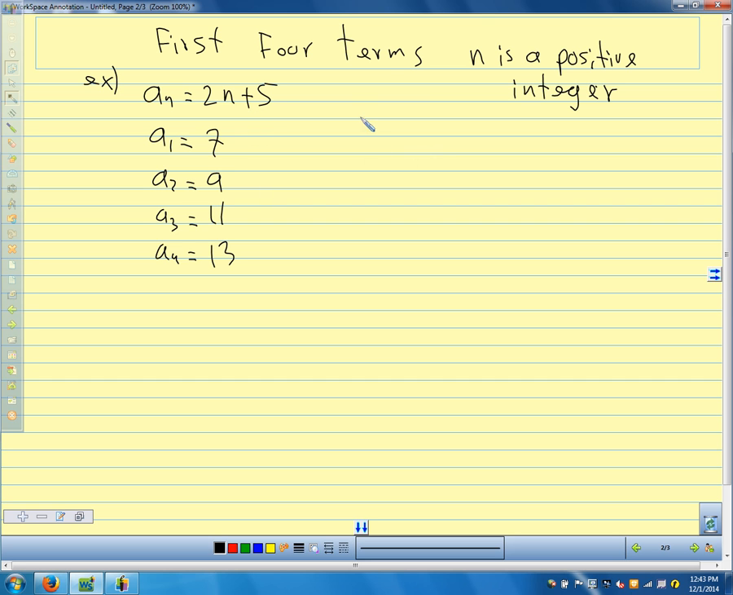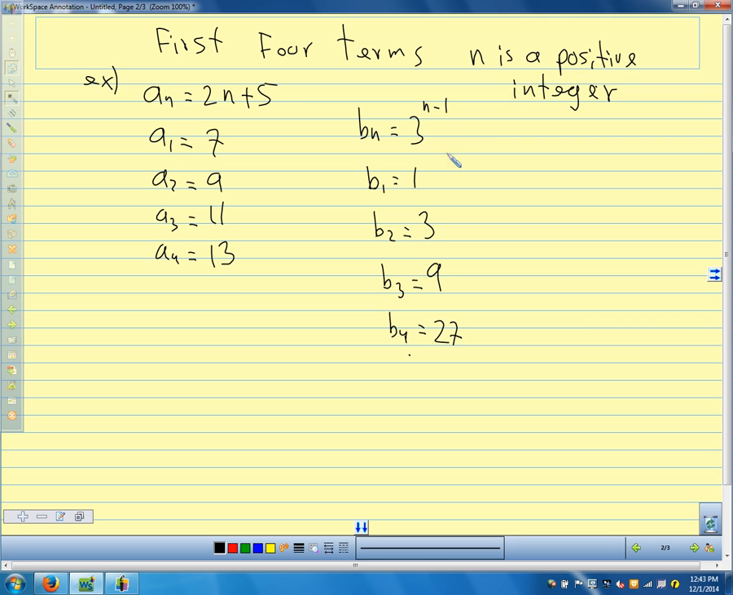Let's look at another one. Let's say b sub n is 3 to the n minus 1. So b sub 1 is what? 3 to the 1 minus 1, 3 to the 0, 1. B sub 2, 3 to the 2 minus 1, 3. B sub 3, 9. 3 minus 1 is 2, 3 squared is 9. And finally b sub 4, 27. 4 minus 1 is 3, 3 to the third is 27.